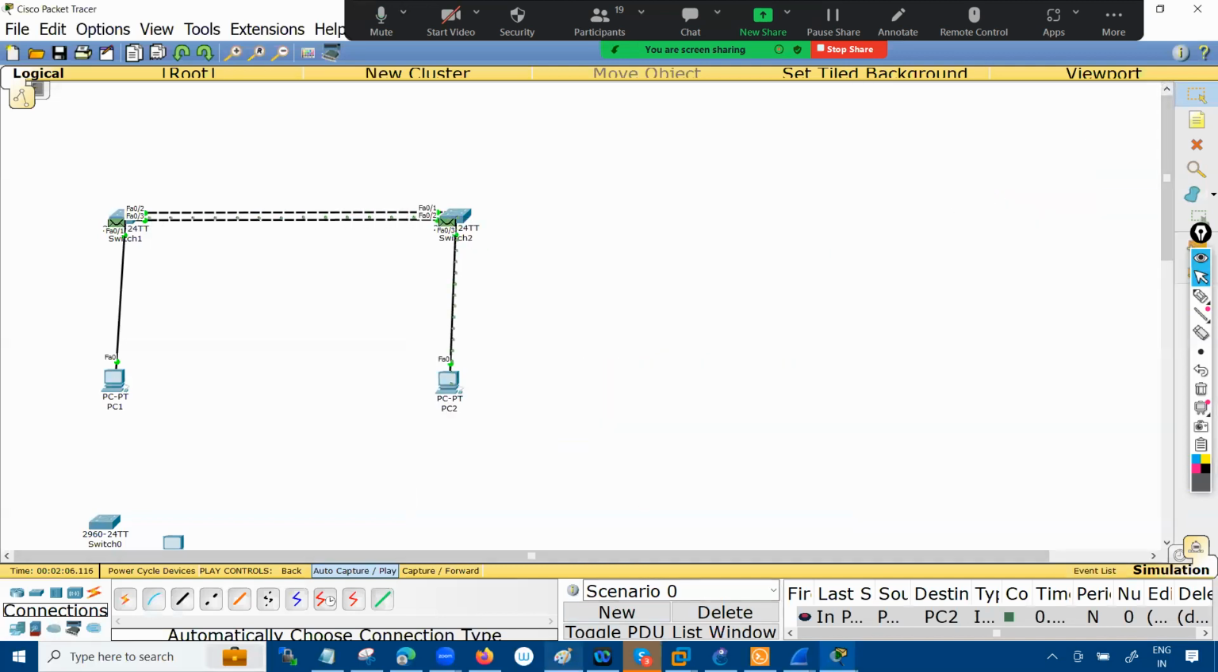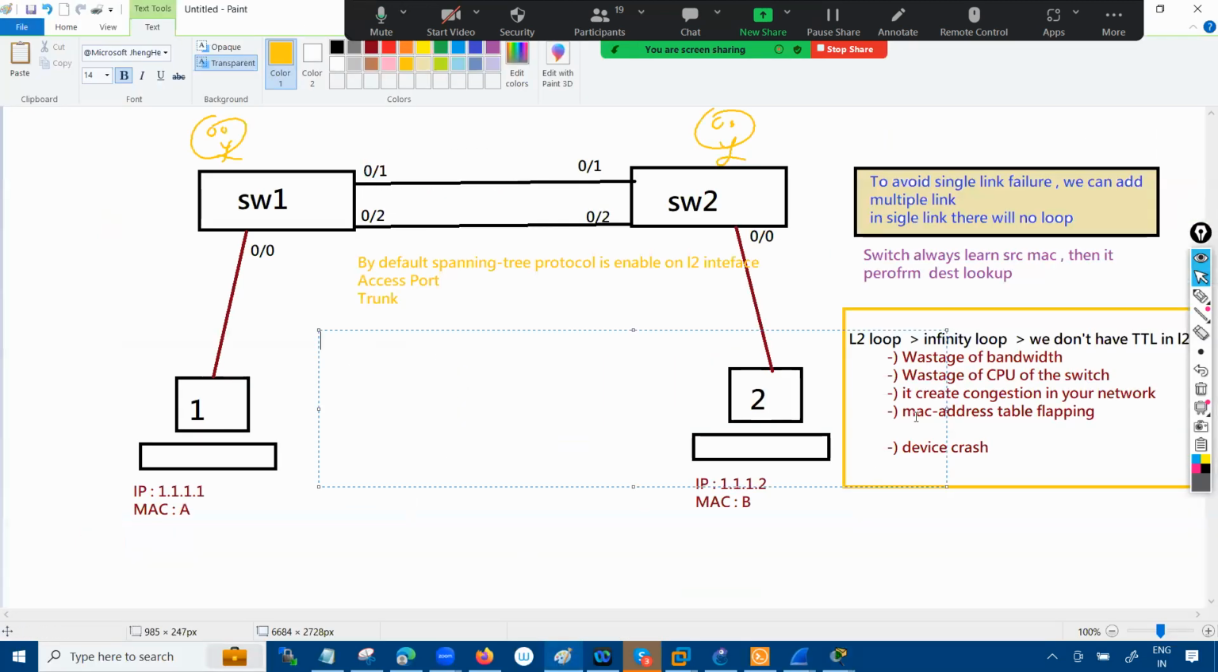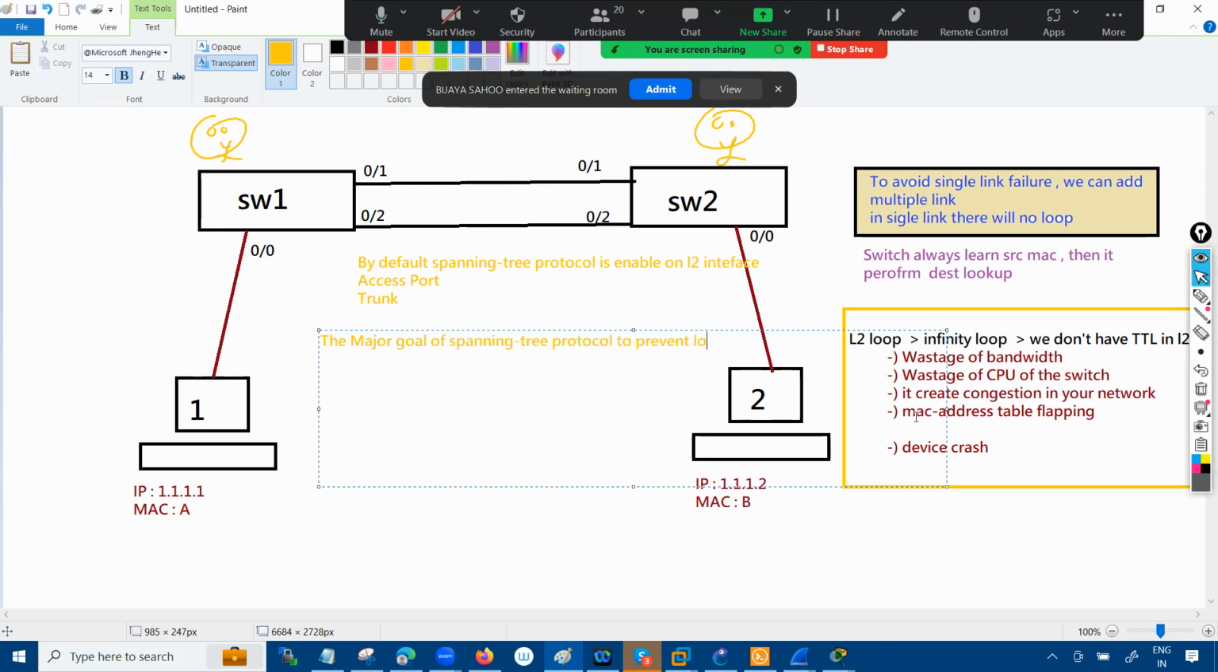The major goal of the spanning tree protocol is what? The major goal of the spanning tree protocol is to prevent loops by blocking one of the switch interfaces.